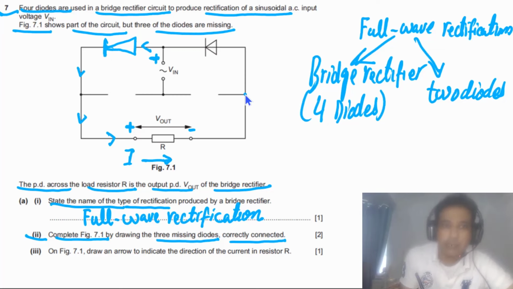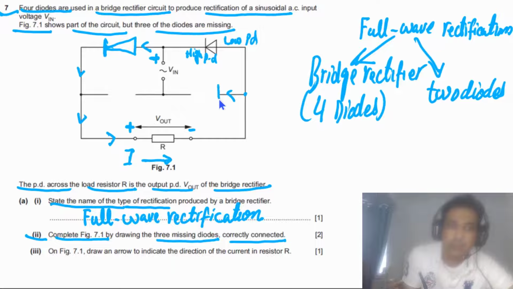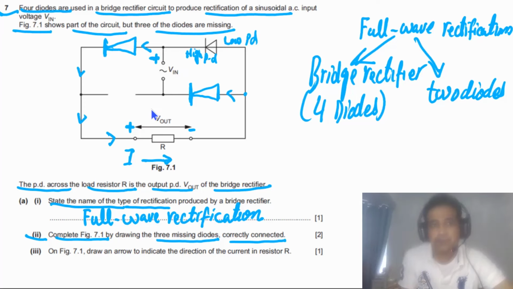Now when the current is at this point, current cannot go this way because this is at high PD. So this PD is greater, and current cannot flow from low to high. Current flows from high to low PD. Current cannot go this way, so current has to go this way. So at this point it has to be in forward direction. So simply we can draw our diode here. So current has to flow this way because this terminal is negative.